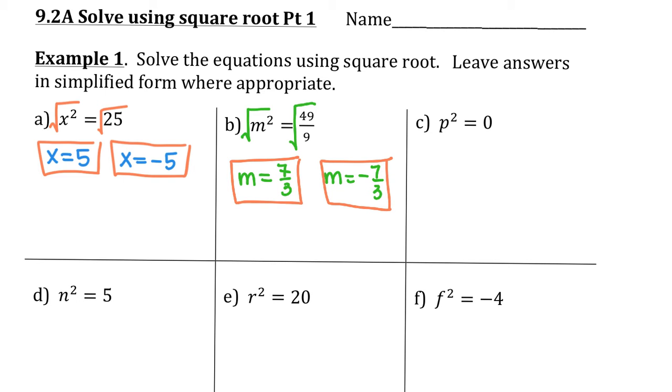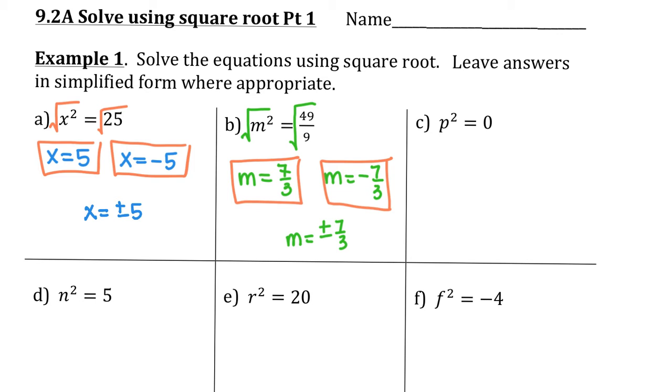Now I'm going to tell you another way to write your answer. Sometimes if you have two answers that are positive and negative, there's a lazier way to write it. I could say m is, and then instead of saying positive 7/3 and negative 7/3, I say plus or minus 7/3. And that means this is positive 7/3 and this is negative 7/3. So if I go back to the first problem, I could have also written my answer as x equals plus or minus 5, and that includes positive 5 and -5.